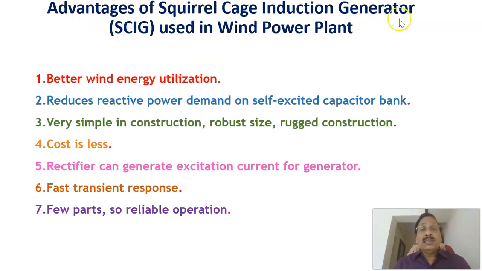Advantages of the squirrel cage induction generator used in a wind power plant. Advantages are better wind energy utilization and reduced reactive power demand on the self-excited capacitor bank. Very simple in construction, robust size, rugged construction, and relatively low cost. A rectifier can generate excitation current for the generator, fast transient response, and few parts, so reliable operation. That is for a squirrel cage induction generator used for wind energy conversion.